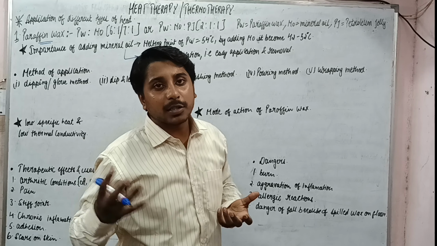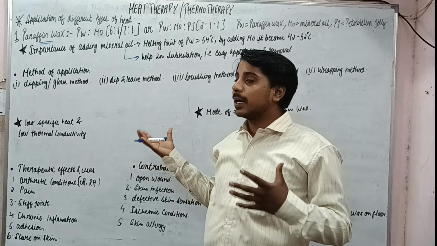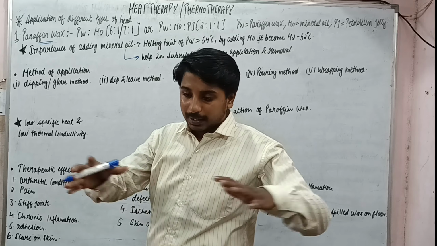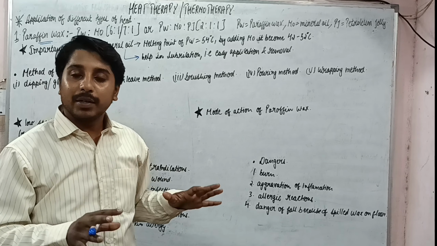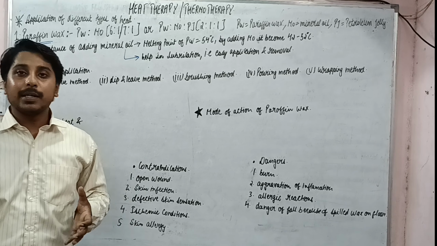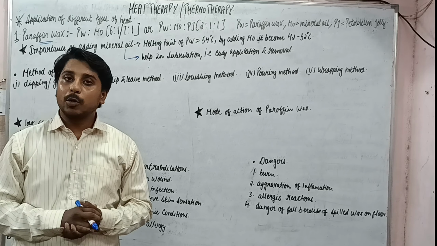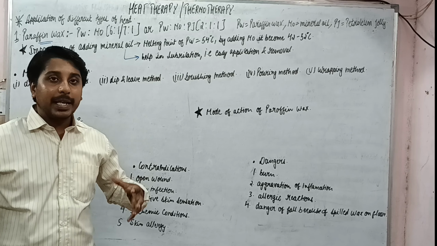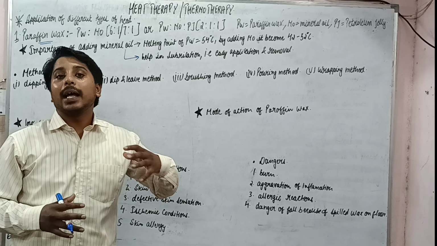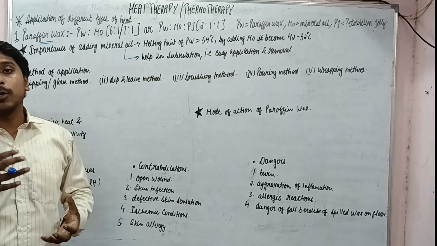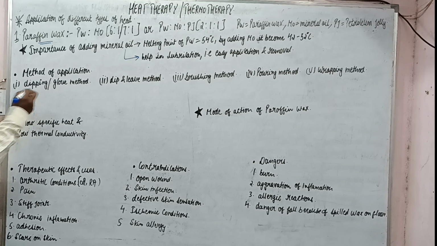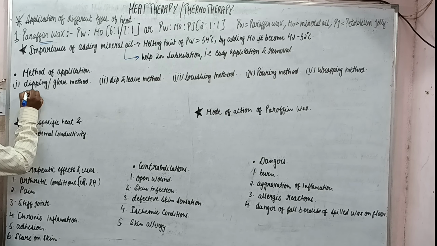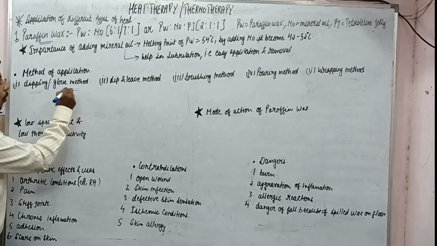Before the method of application, we can just understand that a paraffin wax bath is a container which holds the paraffin wax, and it is connected to the electrical supply, and by heat the wax gets melted, and that molten wax is applied to the body part. What are the various methods of application? First is the dipping method or glove method.